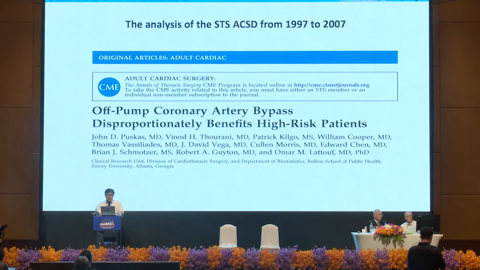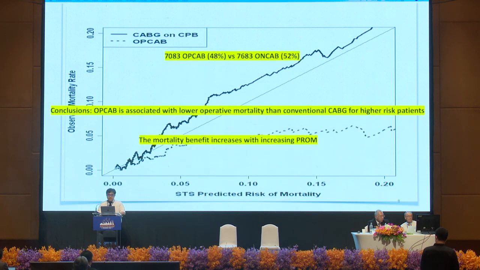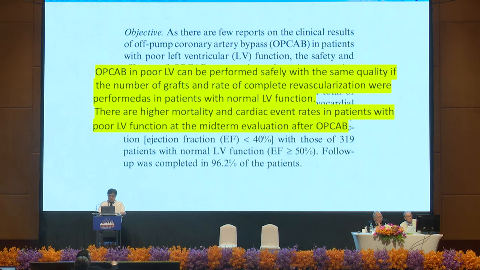And this is one of the landmark papers from John Puskas, which we all know, that the higher the risk by the STS predicted score, the higher the benefit of off-pump. I think everyone's seen this. This is the paper from Professor Asai's group and Suzuki from Chicago University many years ago. This is a unique paper, because it was done in a total off-pump group and not compared to conventional, but compared the low EF and normal EF groups. And the conclusion is this: outcome in low EF can be performed safely with the same quality, provided that the number of grafts and rate of complete revascularization are the same as in patients with normal LV function.